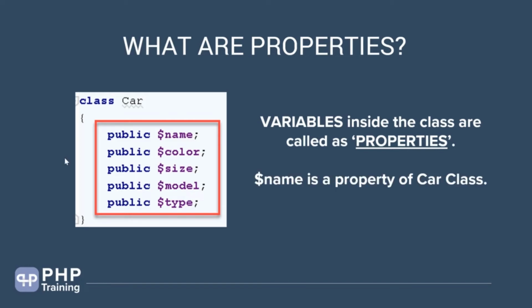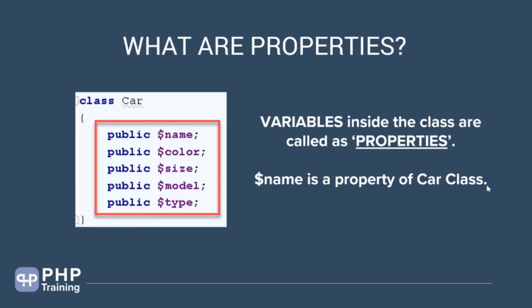The dollar name is basically called a property of a class. That's how you read it. You don't say dollar name variable. That's a wrong notation and wrong way of speaking in OOPS. If you have understood OOPS correctly, then you should say dollar name is a property of car class.